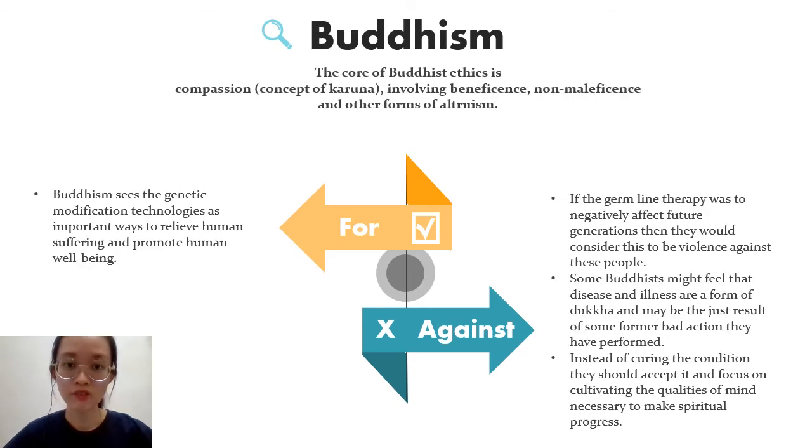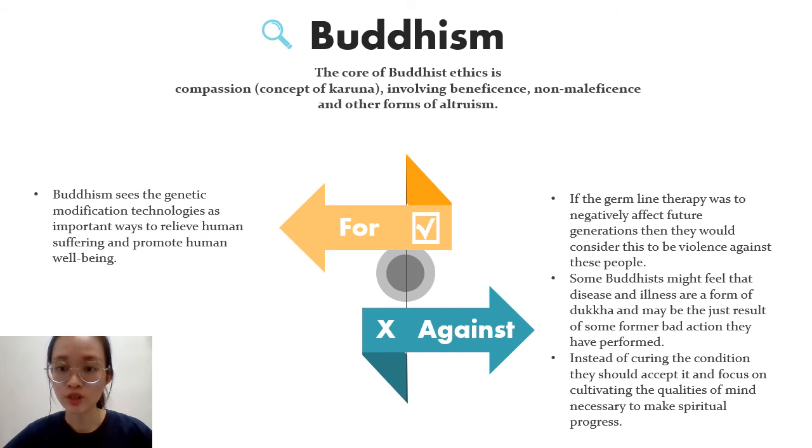Okay, the second religion is Buddhism. The core of Buddhist ethics is compassion, which is the concept of karuna. It involves beneficence, non-maleficence, and other forms of altruism. So Buddhism sees genetic modification technologies as an important way to relieve human suffering and promote human well-being. From this perspective, Buddhism supports germline genome editing.